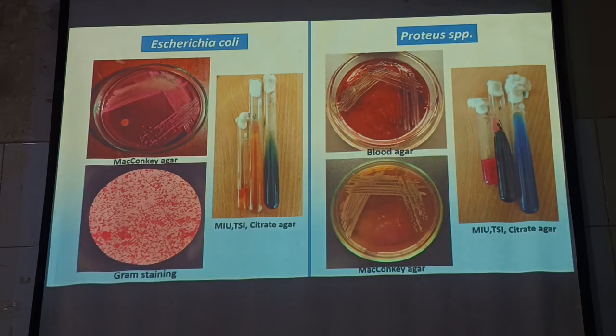E. coli on MacConkey agar shows pink colonies. On Gram staining it is Gram-negative bacilli. On biochemical tests it is motile, indole positive, lactose fermenter and citrate negative.